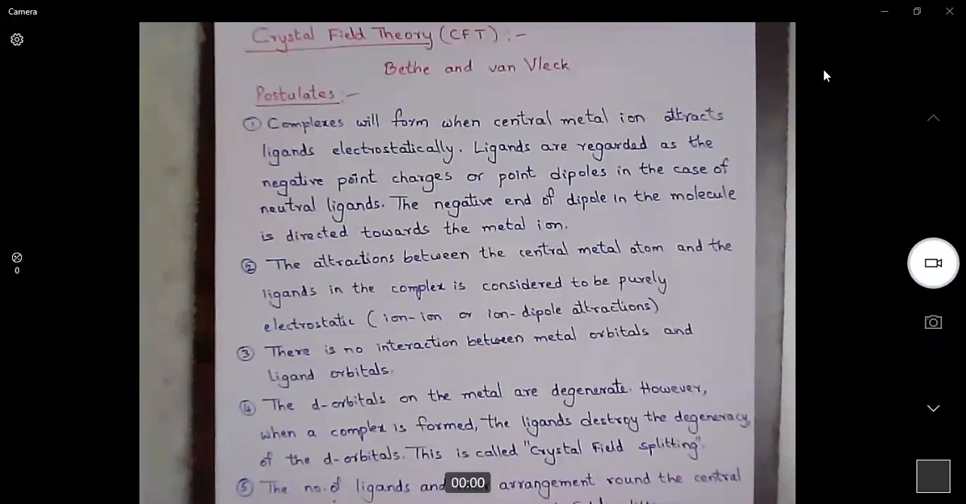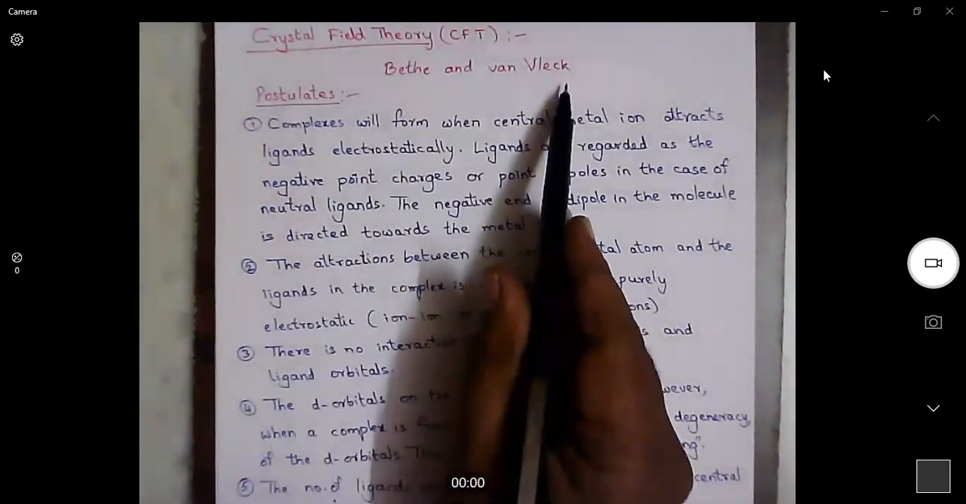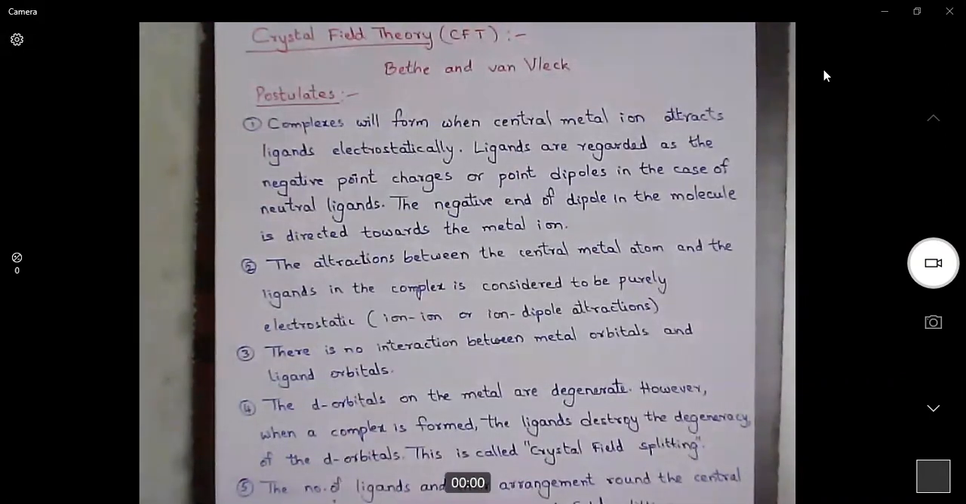Now we will discuss crystal field theory. In short, we call it CFT. Crystal field theory was proposed by Bethe and Van Vleck. It is very important and highly successful in explaining the structure and properties of complexes. As far as complexes are concerned, the best suitable theory to explain the bonding, structure or properties is crystal field theory. So when we study coordination complexes, crystal field theory is most important.